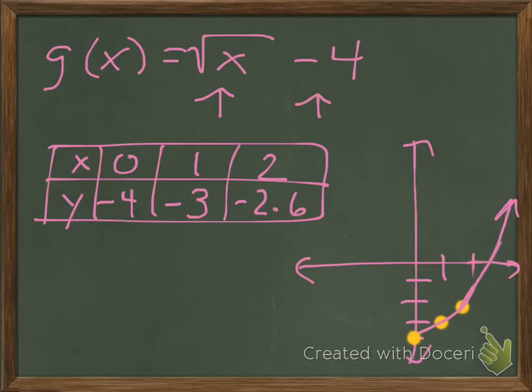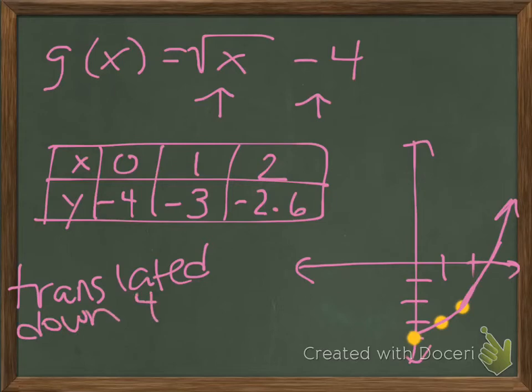And so if I were to describe this here, I would say it's not stretched because I didn't do anything by multiplying the parent function times a number, but it is translated. So we'd say that if I'm comparing this to the parent function, it's translated down 4 units because all of the parent functions started at 0, and this does not start at 0. It starts at negative 4.